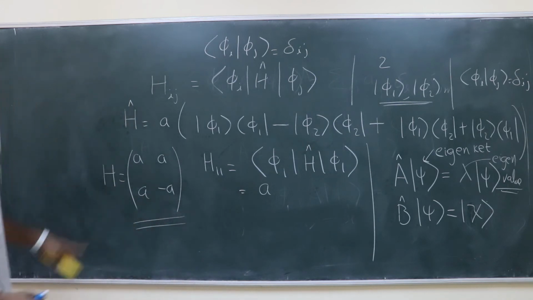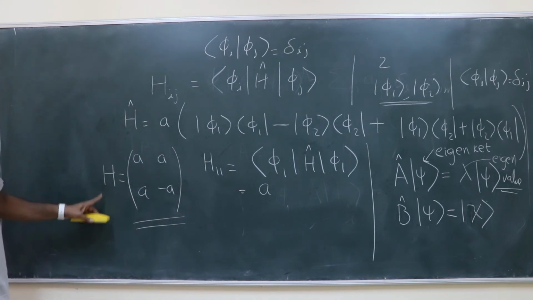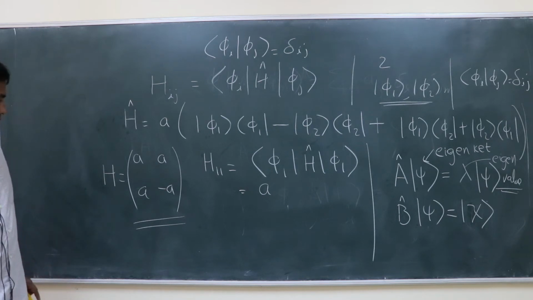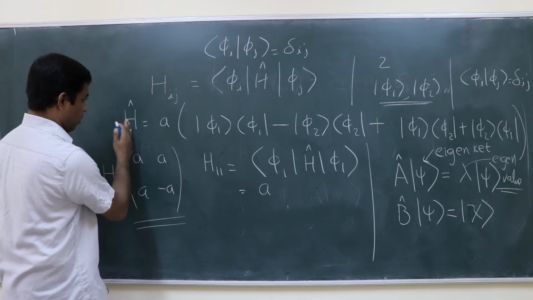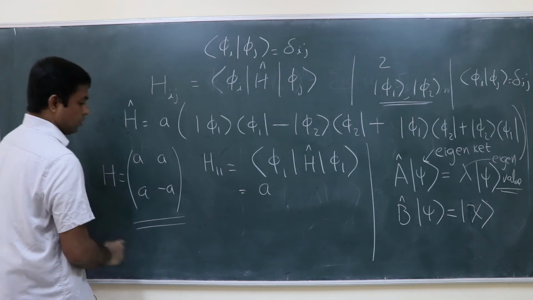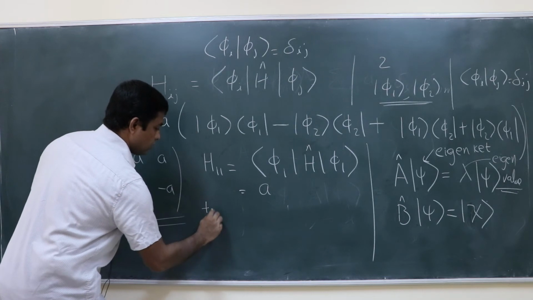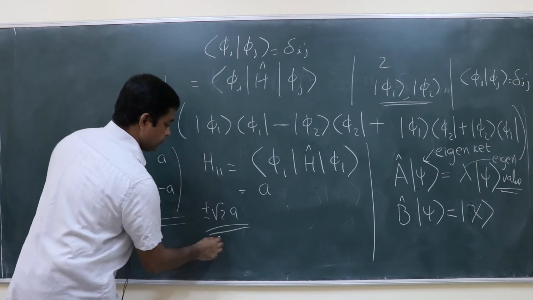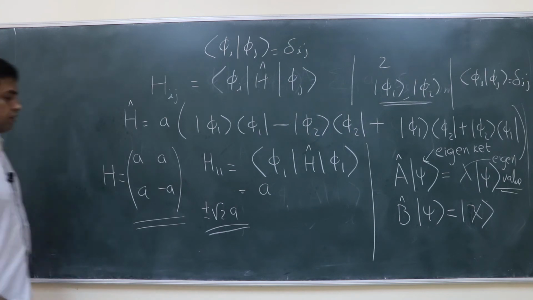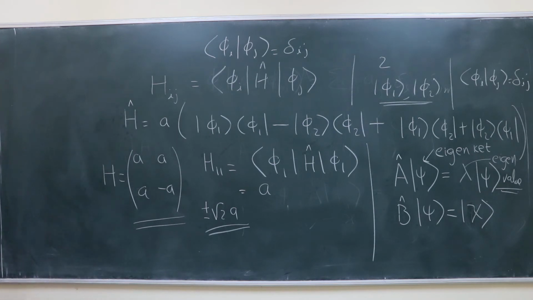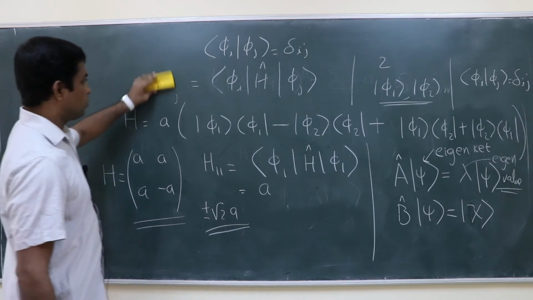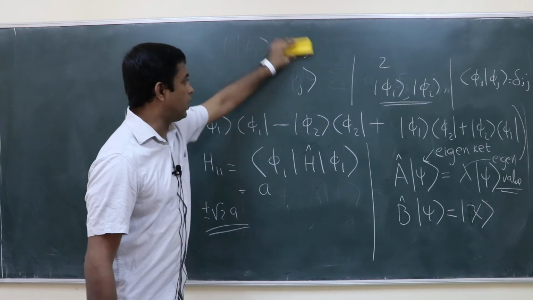Now let us calculate the eigenvalues of this matrix. What are the eigenvalues of this matrix? The eigenvalues of this operator H or the matrix H are plus or minus root 2a. These are the eigenvalues of this operator or this matrix. Now you have to find out eigenvectors. So you can use the matrix first. We will do both ways and see how one is related to the other.